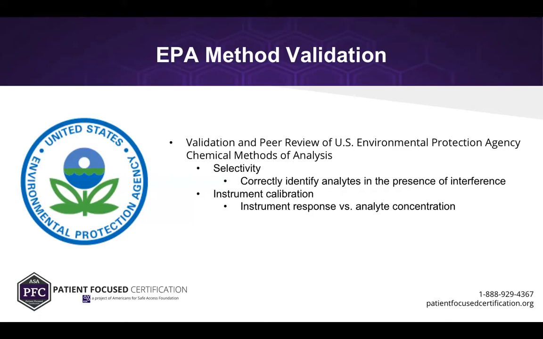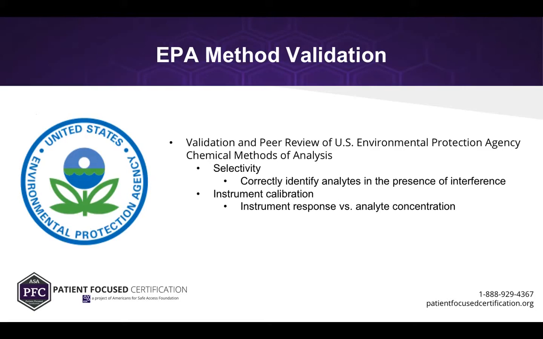The FDA or the EPA has their own validation. It's called Validation and Peer Review of the U.S. Environmental Protection Agency Chemical Methods of Analysis. This is typically for in-house developed methods that are done within the EPA. However, they also can provide some guidelines for when you're working on a method that maybe falls under EPA guidance, such as analysis of pesticides.